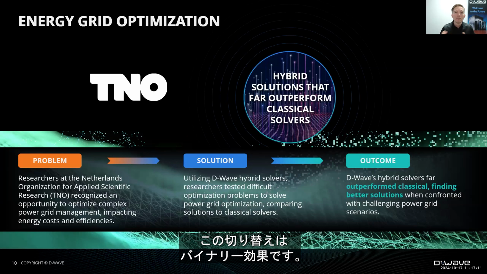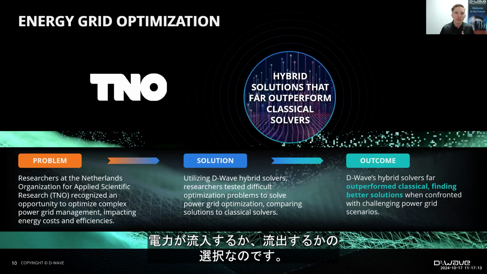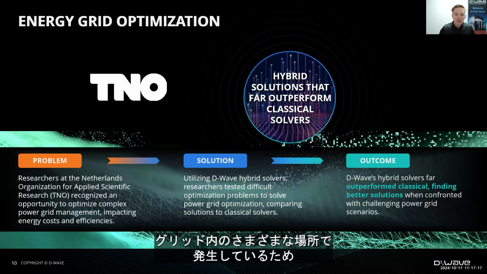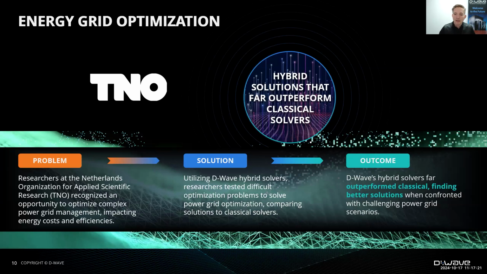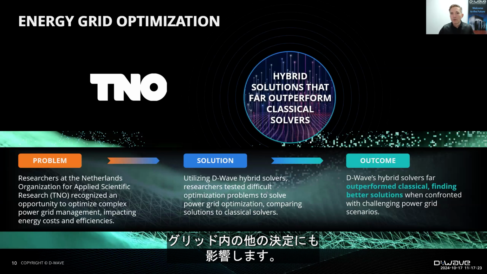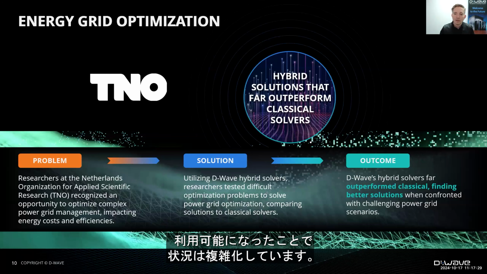And that switch is a binary effect. That's a choice that's either power is flowing in or power is flowing out. And because they're happening in diverse locations throughout the grid, each of the decisions you make about where power is flowing affects other decisions in the grid. And that's also getting complicated by the fact that we now have more diverse energy storage.